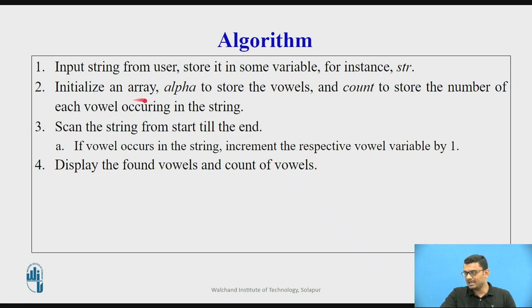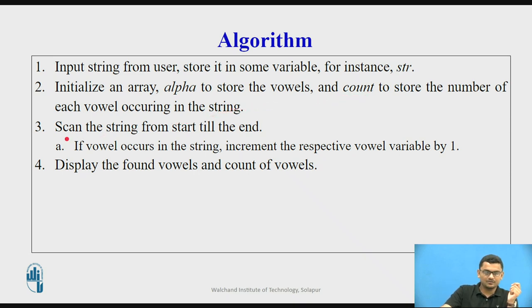Now we initialize the array alpha. I take another character array, name it as alpha, to store the vowels, and another array count to store the number of each vowel occurring in the string. Now we want the count of A's, the count of E, the count of I and the count of O and U in a given string. So we will store A, E, I, O, U in an array. And we will take another array which will store the count of A, E, I, O, U. So we need two arrays. I will name one array as alpha and the other array as count to do this computation.